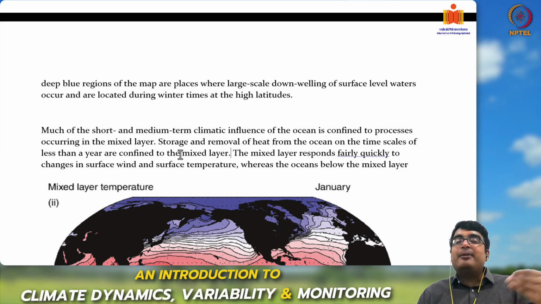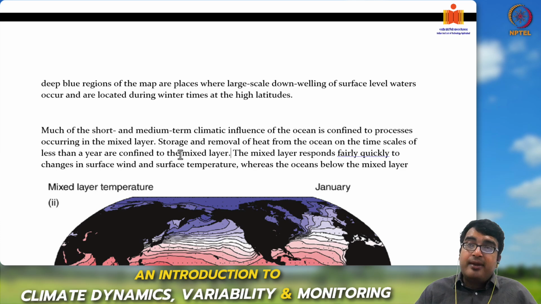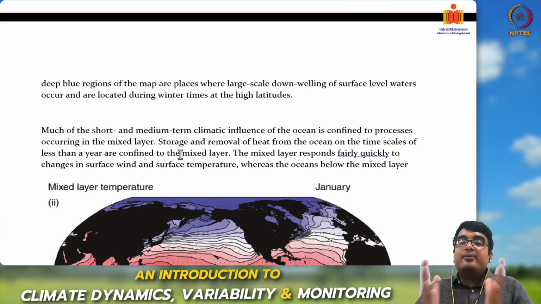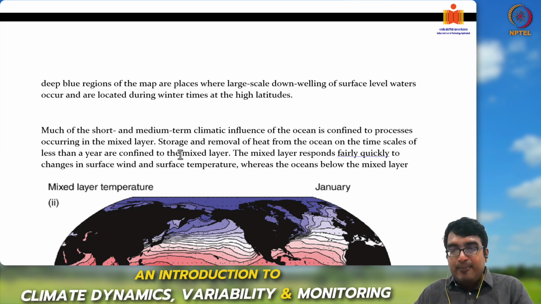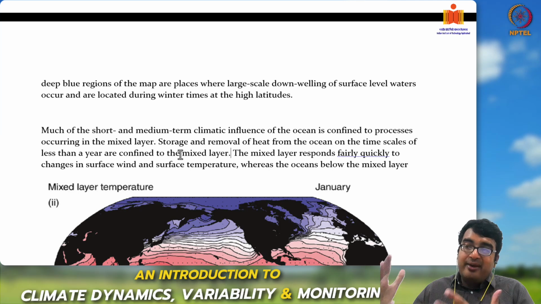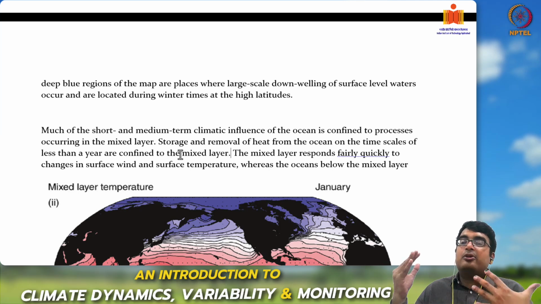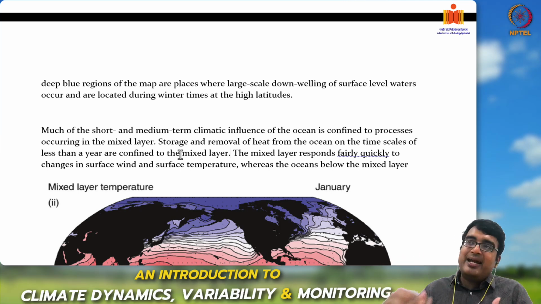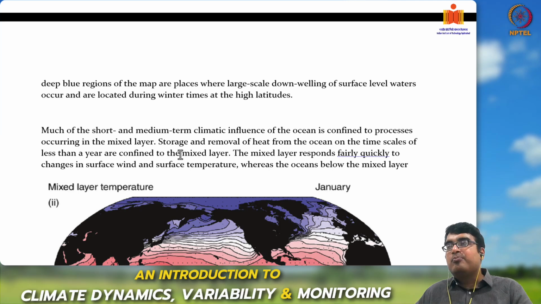The mixed layer is the part of the ocean that responds fairly quickly to change in surface wind and surface temperatures. So the yearly or even decadal climate is constrained by how the mixed layer reacts to changes in these constraints. So we will discuss that more in the next class.